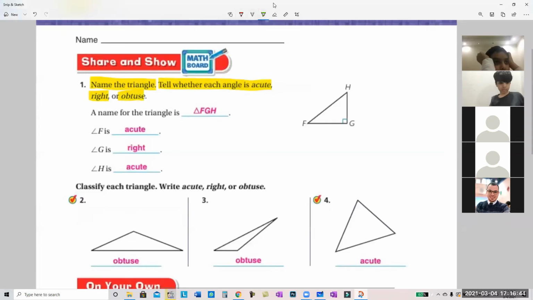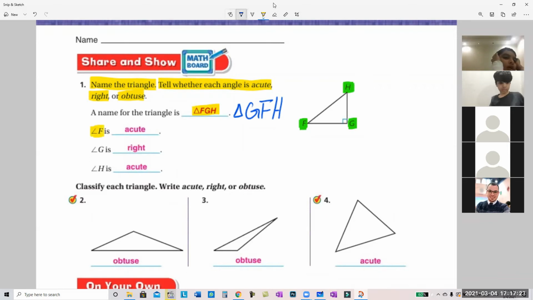Okay, let's name this triangle. We have 3 points in this triangle. We're going to name it using these 3 points. So we have H, G, F. You can name it as triangle FHG or FGH, or I will name it like GFH. So it will be triangle GFH. Okay, it's the same. Let's move on to the type of each angle of it.